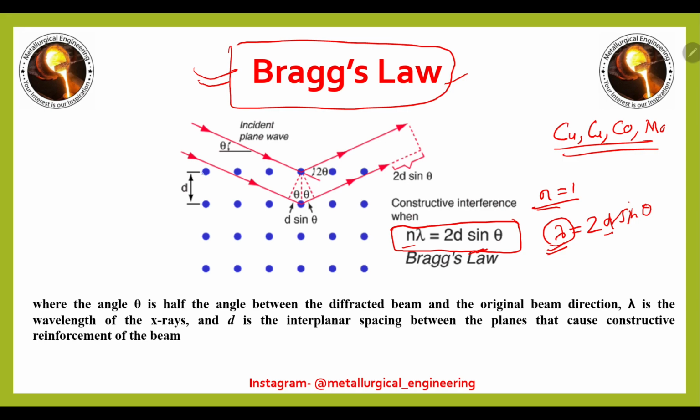Here you can see we have one plane here, another plane here. The distance between the two planes is called d. And theta is half of the Bragg angle. The Bragg angle is 2 theta, so theta is half of the Bragg angle. Using this formula, we should always take care to use half of the Bragg angle here. That is the theta here.